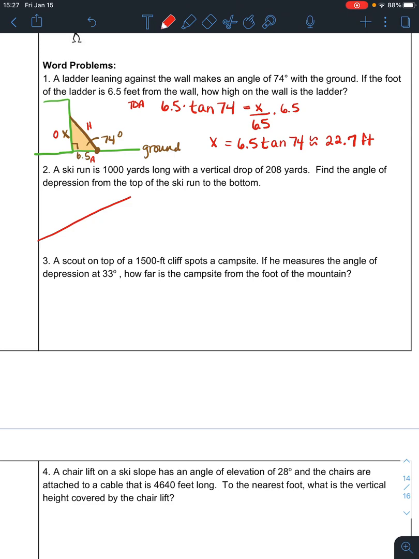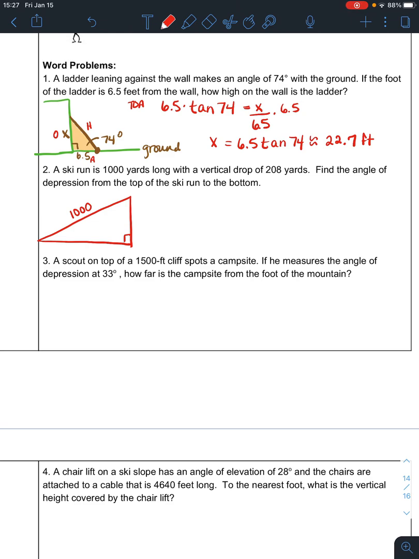Okay, a ski run is 1,000 yards long with a vertical drop of 208 yards. So I've got my ski run. Now the run itself, so think about where you ski. So you ski down the mountain, so there's my 1,000 yards. Again, we know that it's going to be a right triangle. You can draw your right triangle however you want.